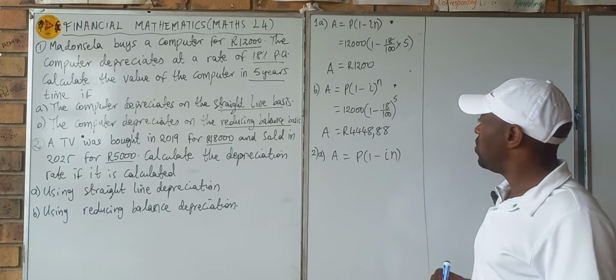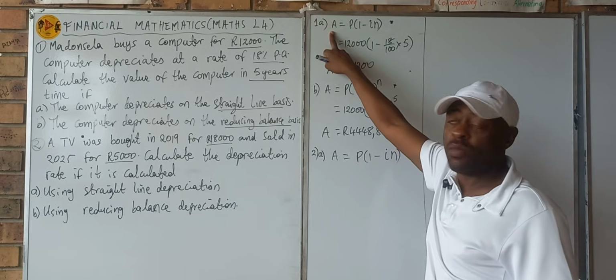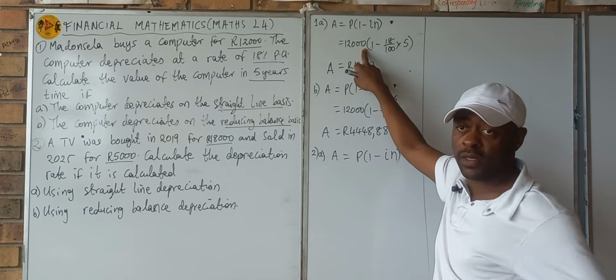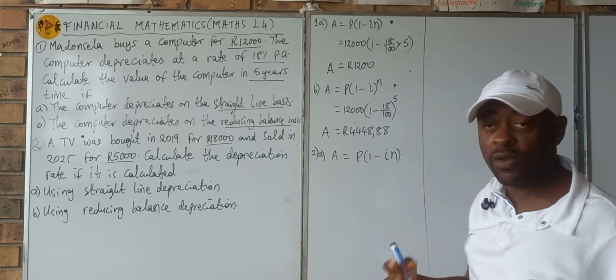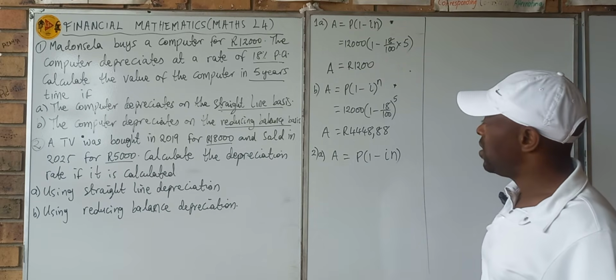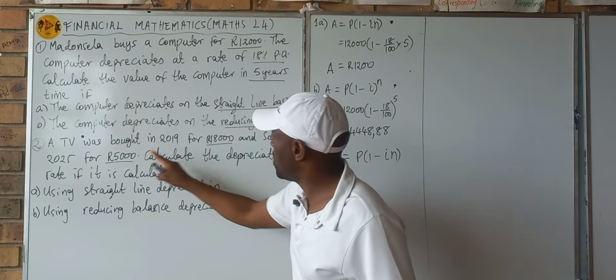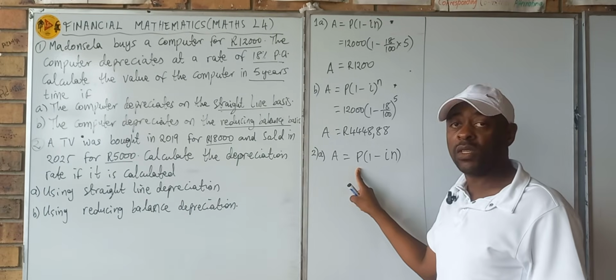So one thing we must know with depreciation is that P is always a bigger value than A, because P represents the original cost of the asset, while A is the value left in the asset after some number of years that you've used the asset. So since I'm giving two figures, the bigger figure should always go to P, because that is the original cost of the asset.